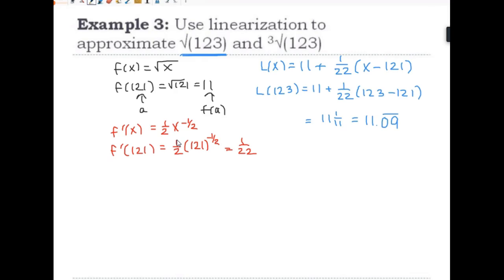Would a square root function be concave up or concave down? Ready to discuss this? Square root is concave down. Therefore, this is an overestimate.